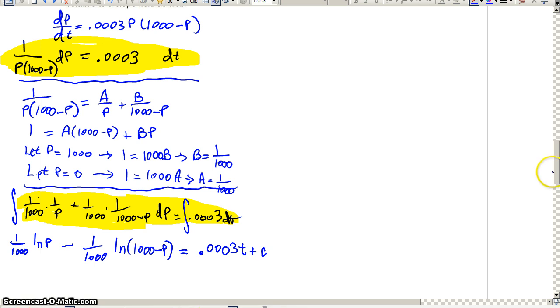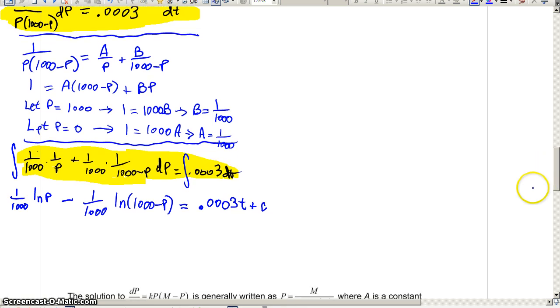Now, at this point, if I may, I'd like to make a suggestion to multiply both sides by 1,000. If we multiply both sides by 1,000, some nice things are going to happen. We will just have the natural log of p minus the natural log of 1,000 minus p. And on the right-hand side, you can see we'll move our decimal 3 places to the right. We'd have 0.3t. Of course, technically you could say we'll have 1,000 times a constant, but we could just say it's just a different constant. Let's just keep it in this form.